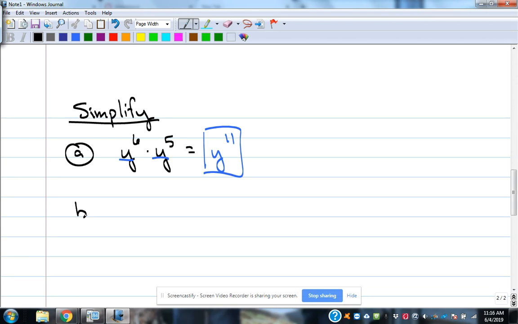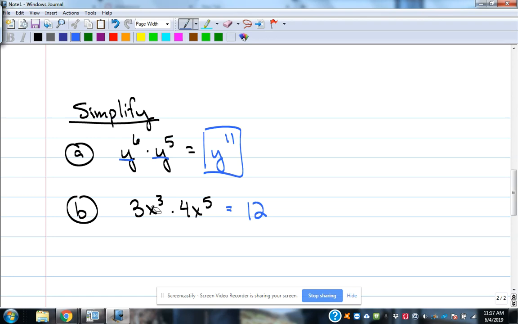Where they can start mixing it together is when you might have 3x to the 3rd times 4x to the 5th. Well, now you've got numbers in the front. Don't let that confuse you. It's still a math problem. The numbers in front do the same math they've always done. It's 3 times 4, which would be 12.